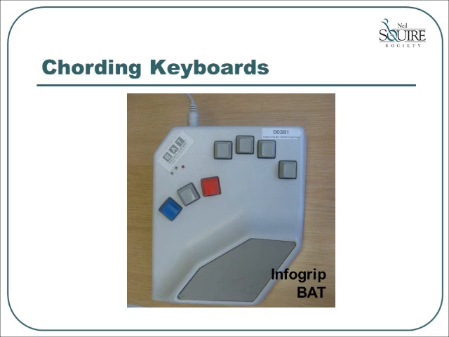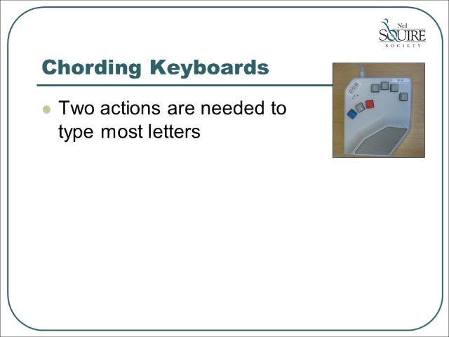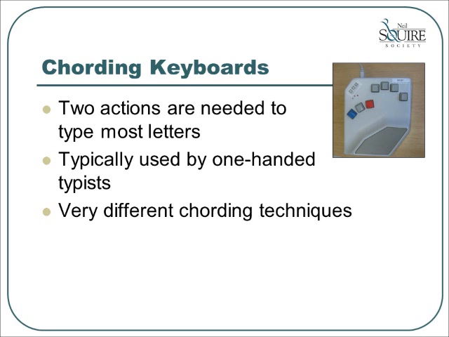Another specialized type of keyboard is the chording keyboard. This category of keyboards describes keyboards where two actions are required in order to type most of the letters. The keyboard shown in the picture is called the bat, and it is typically used by one-handed typists. Each of the chording keyboards requires very different chording techniques. In order to use any of the keyboards in this category, training is required.